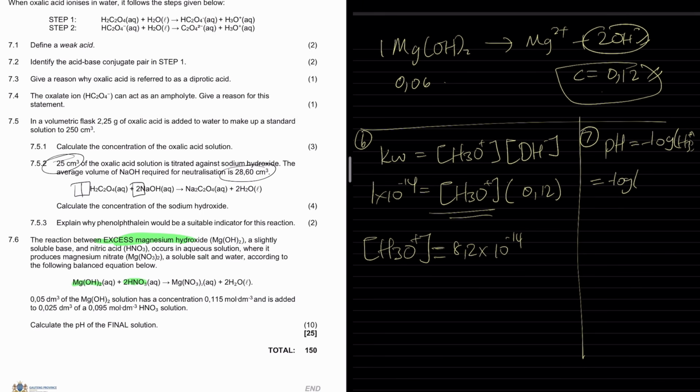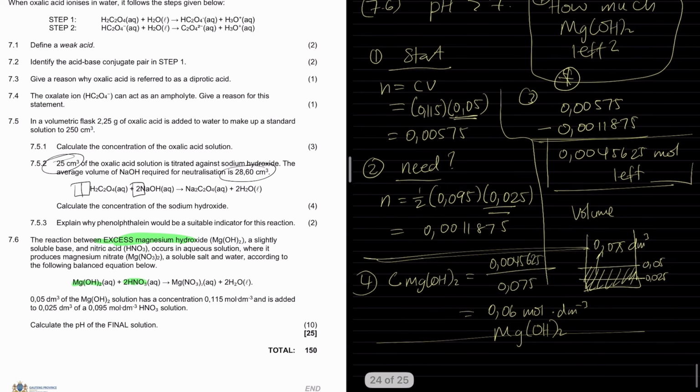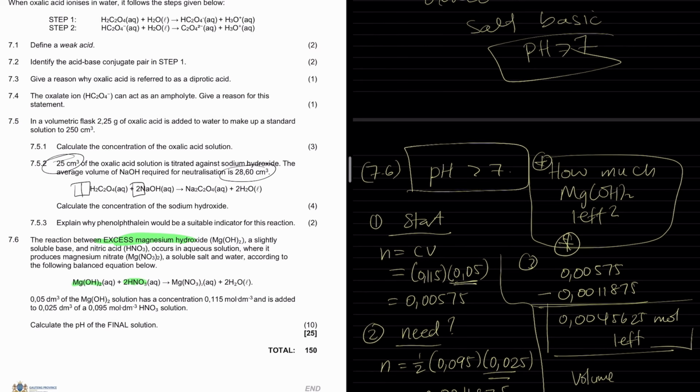And now the last step, of course, calculate the pH. It's going to be minus log of 8.2 times 10 to the minus 14, and that gives me an answer of 13.09, which is what we expected from the beginning. We expected a pH greater than 7.